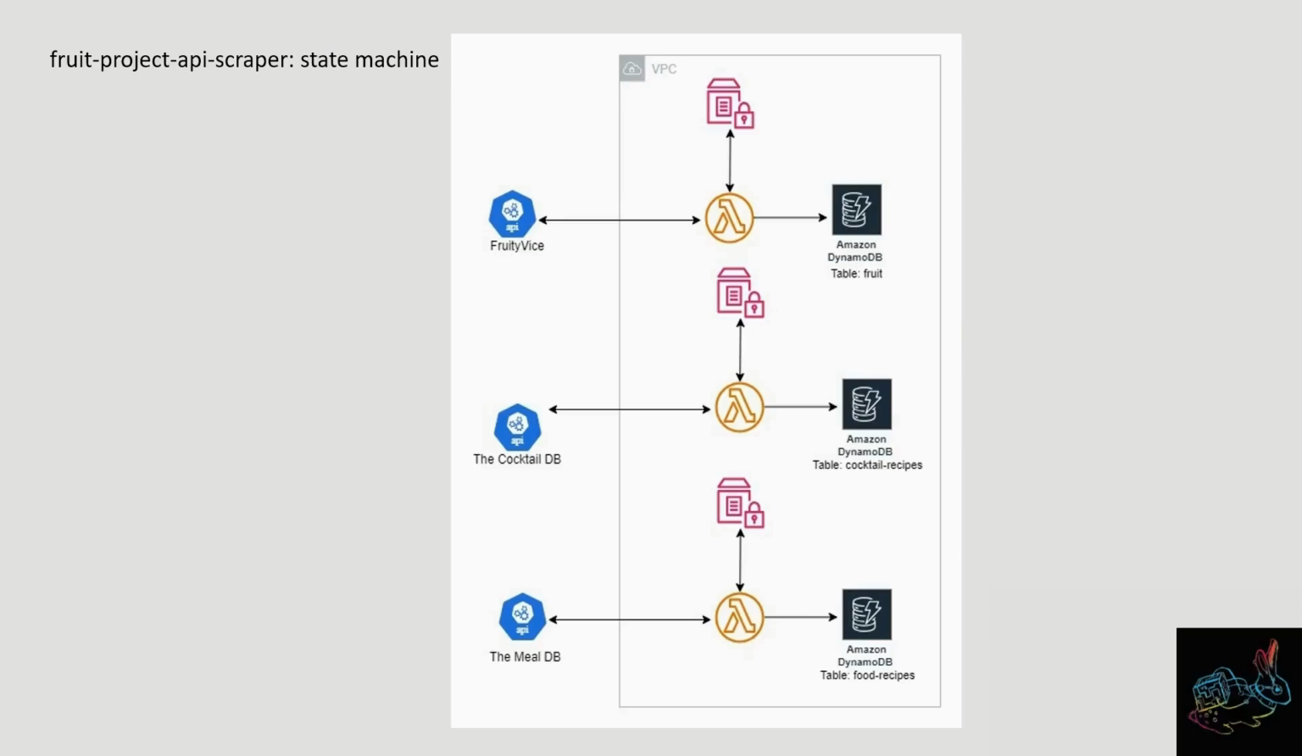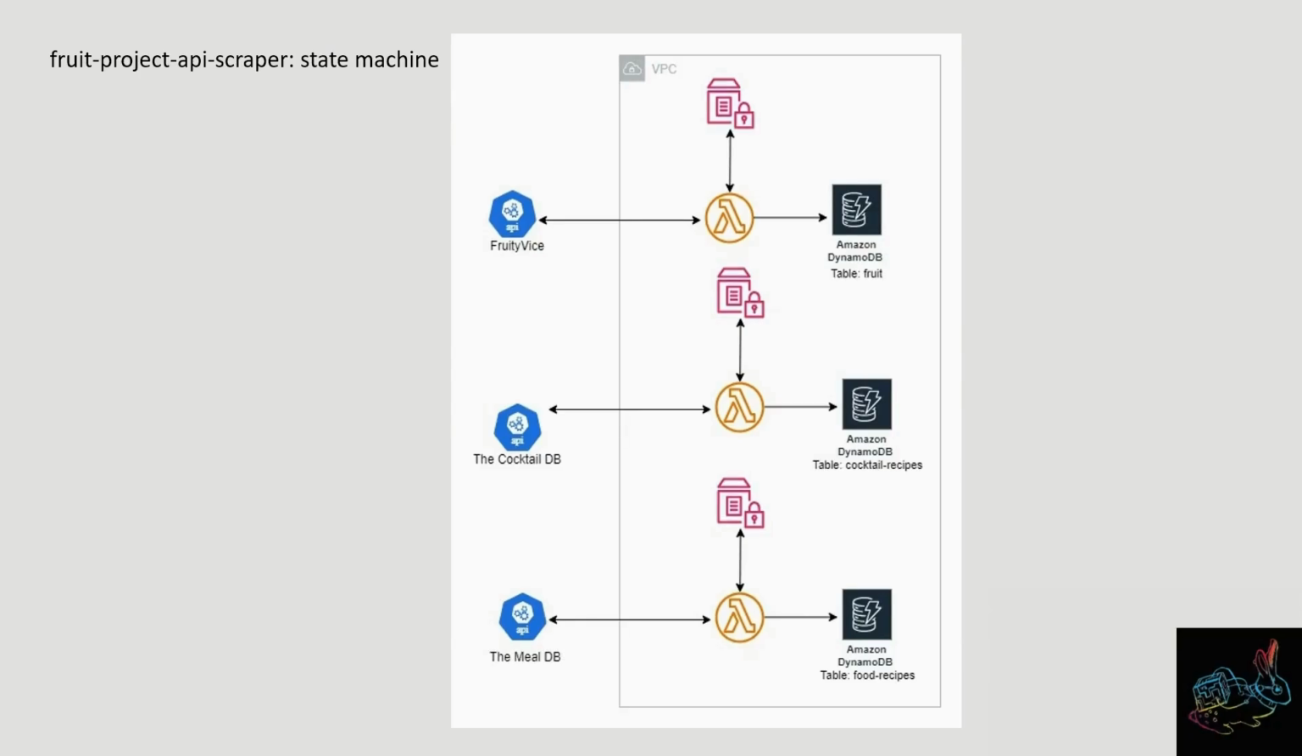When the Fruityvice API is targeted, transformed records are uploaded to a Fruit DynamoDB table. When the Cocktail DB is targeted, transformed records are uploaded to the Cocktail Recipes table. When the Meal DB is targeted, transformed records are uploaded to the Food Recipes table. The AWS Lambda executions take place in succession to help avoid service limits in relation to uploading records to AWS DynamoDB.